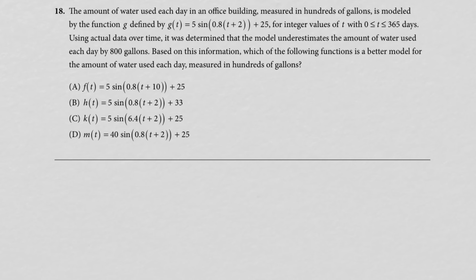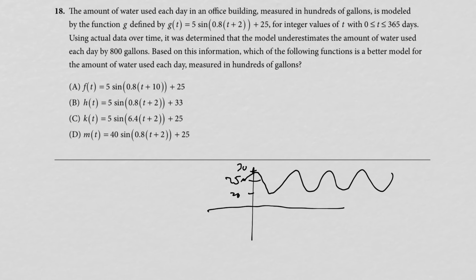The amount of water is measured by the function G defined, okay, with t going from... So this is basically some kind of a 25, 30, 20. So the water goes up and down like that. It was determined that the model underestimates the amount of water used each day by 800 gallons. It's measured in hundreds of gallons. So, based on this information, which of the following is a better model?